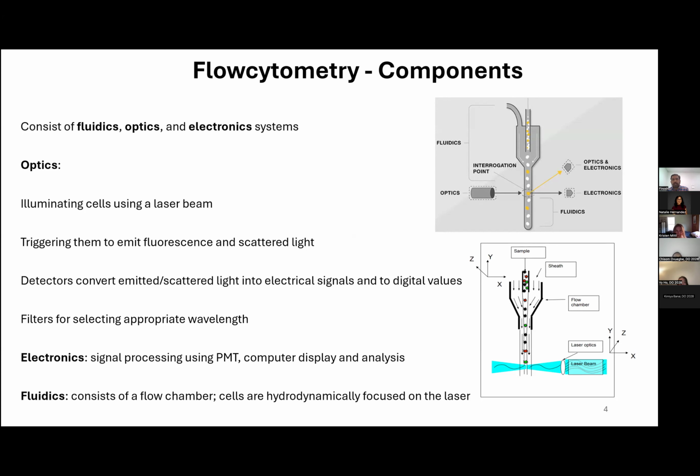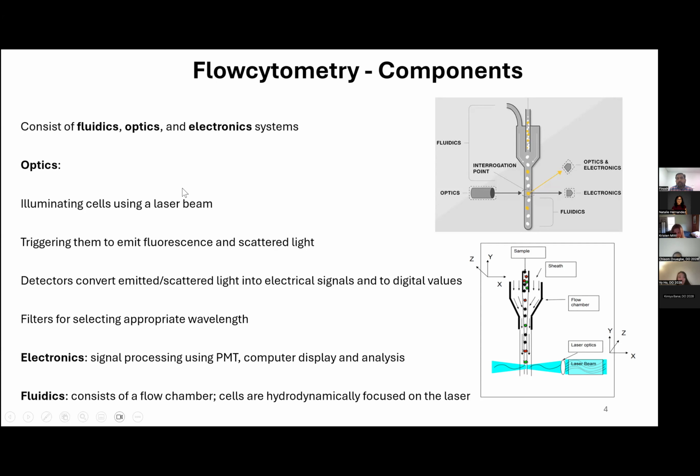We can see that flow cytometry consists of three different components. First one is fluidics, optics, and electronics. Three components: fluidics, optics, and electronics. Optics, as we know, is anything related to light. So if you see picture one, there will be a tube. That tube is called the flow tube. The cells will be passing through that flow tube as a single cell suspension. So one cell at a time.